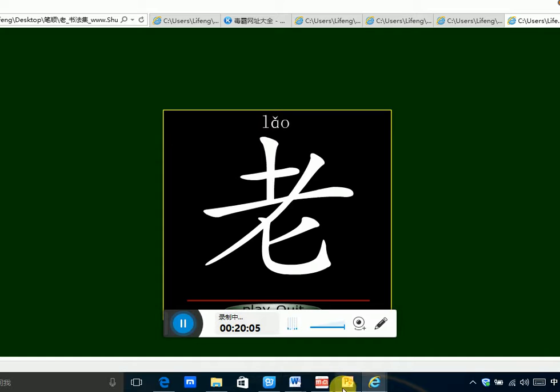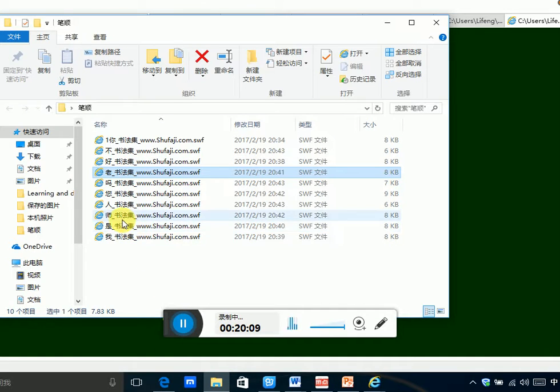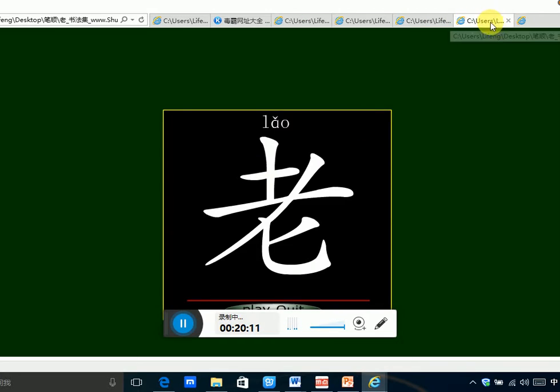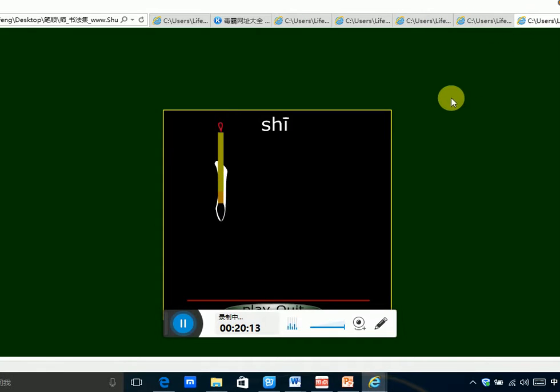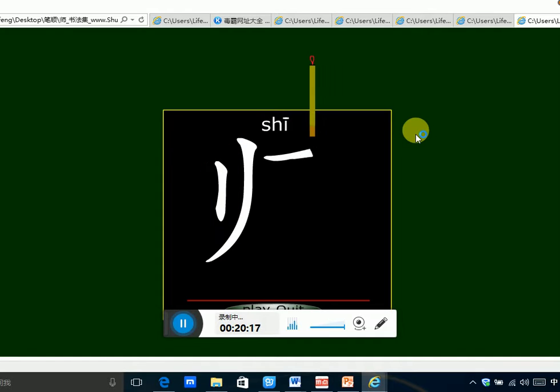And as we see, if 老 appears together with the word 师, altogether it means teacher.